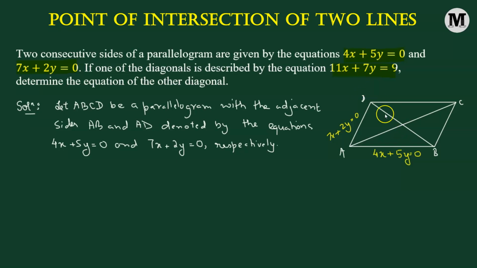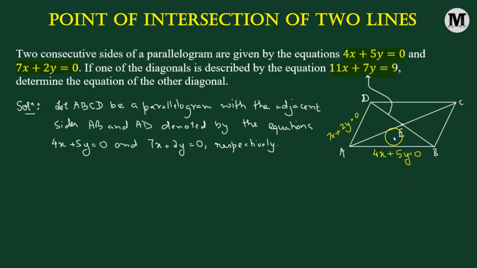Here we suppose that BD, the diagonal of the parallelogram, has the equation 11x + 7y = 9. Our goal is to determine the equation of the other diagonal AC. Now let us suppose that the diagonals of the parallelogram bisect each other at the point E. That's a fact: diagonals of a parallelogram always bisect each other. We're going to use that information to obtain AC.